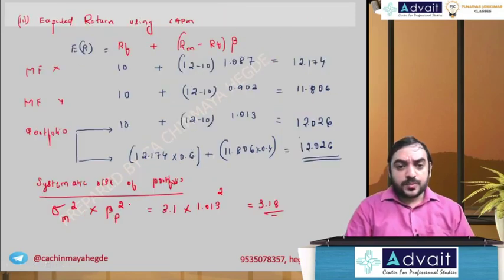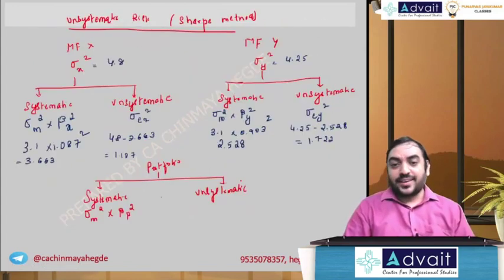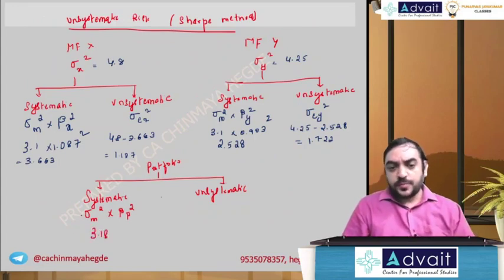Let me write the amounts. Market variance times beta square is 3.18, that we already calculated. So I'll just write it, so you don't have to write that also. I'm writing for your reference.